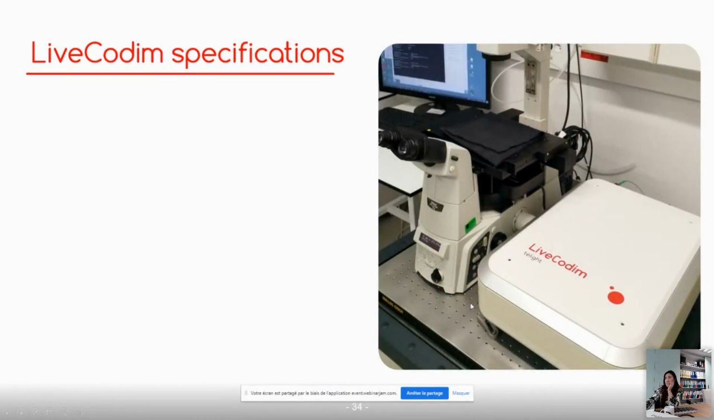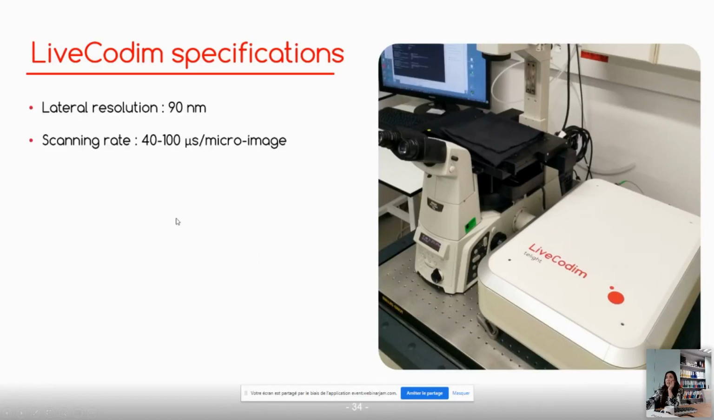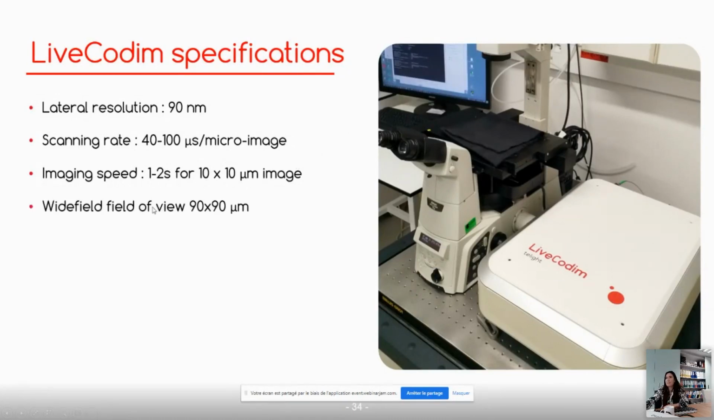And so just some of the specifications, here it is connected to another microscope on a different side, but we can resolve 90 nanometers. We scan with exposure rates that can vary from 40 to 100 microseconds, even longer, of course, but here we can scan down to 40 microseconds per microimage, which means that for a 10 by 10 micron image, it'll take about 1.5 to 2 seconds.